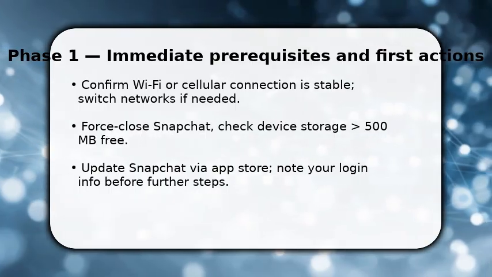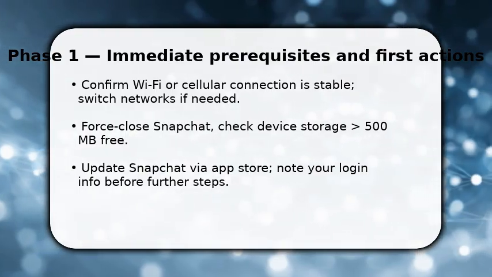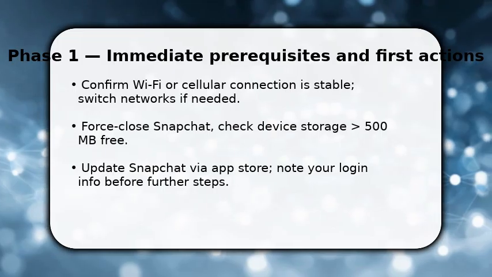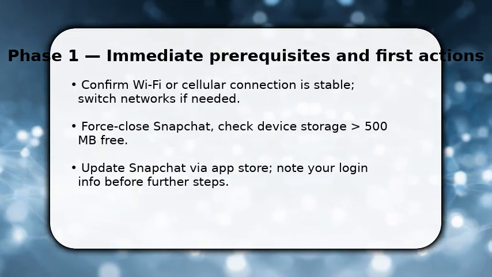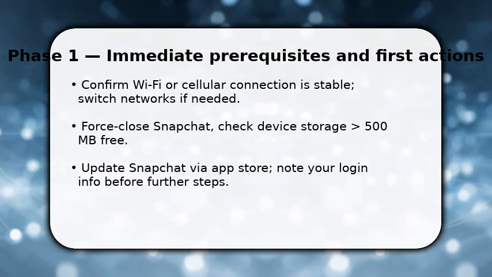This prevents failed writes. Next, open the App Store or Play Store and update Snapchat. Updates patch bugs that trigger C04a. If the update is unavailable, note your login details and proceed to cache and permission checks.